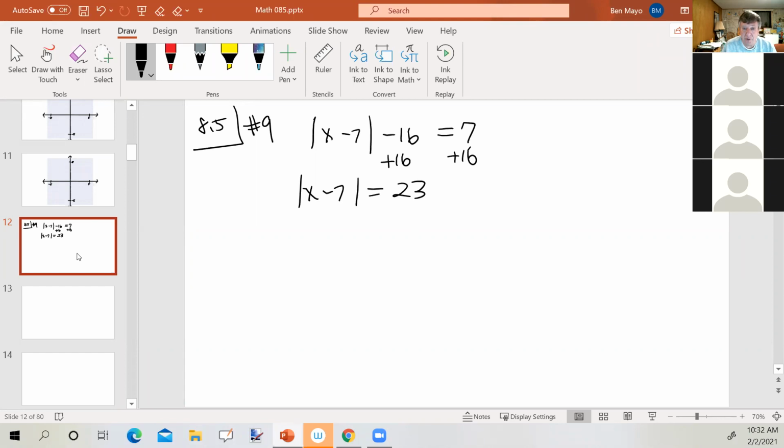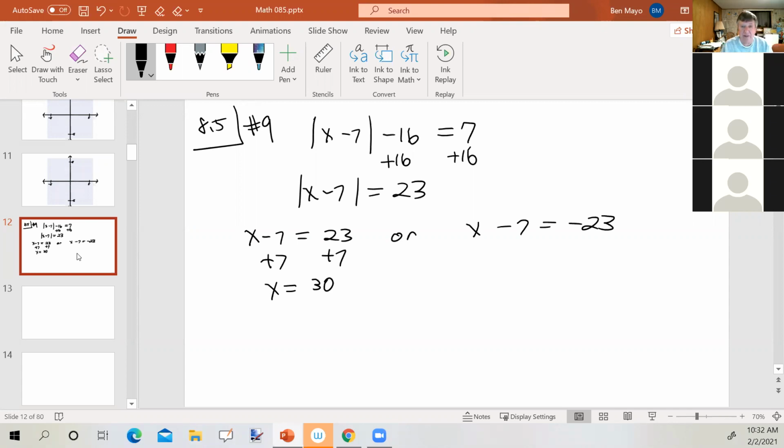Now we'll break it up into two separate equations. x minus 7 equals 23, or x minus 7 equals the opposite, or negative 23. Solving the first equation, we'll add 7 to both sides of the equation. x equals 30. Solving the second equation, we'll add 7 to both sides of the equation. x equals negative 16. So we get 30 and negative 16.